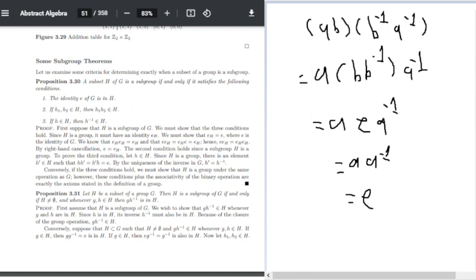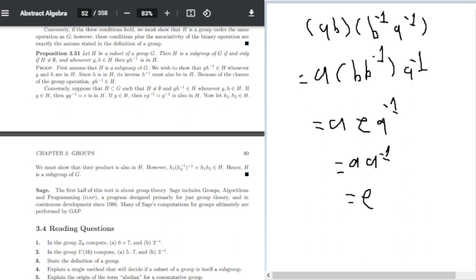Since H is a group, there is an element H prime in H such that H H prime equals H prime H equals E. By the uniqueness of the inverse in G, H prime equals H to the negative 1. Conversely, if the three conditions hold, we must show that H is a group under the same operations as G. However, these conditions plus the associativity of the binary operation are exactly the axioms stated in the definition of a group.